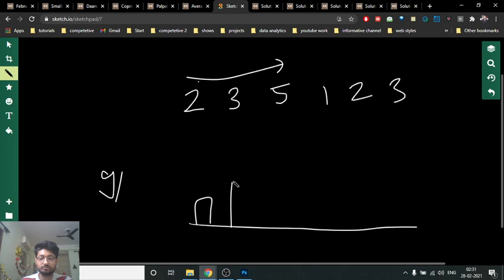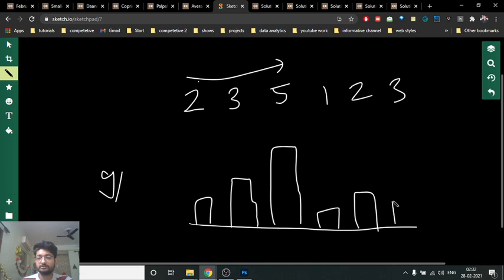Like this is 2, this is 3, this is 5, okay, then this is equal to 1, this is equal to 2, this is equal to 3. So now you just have to make this increasing. You want to make this part increasing. Like, can you make this part increasing?